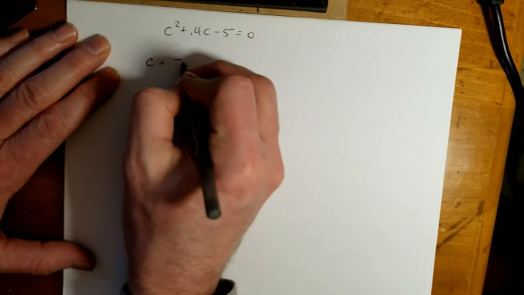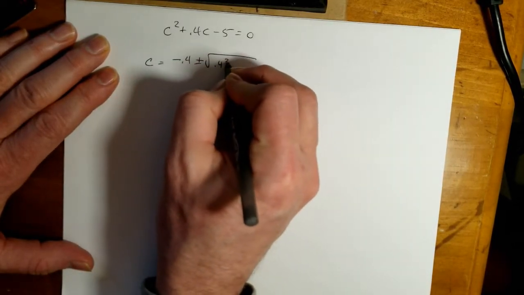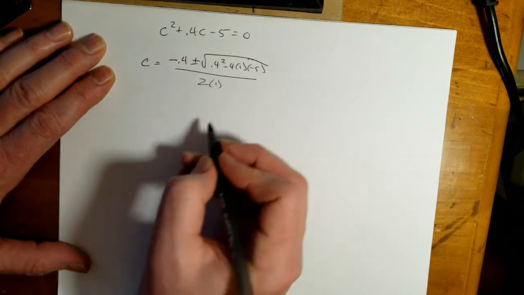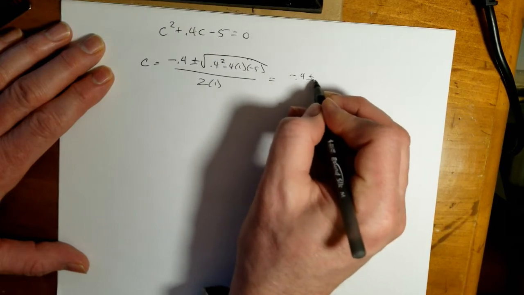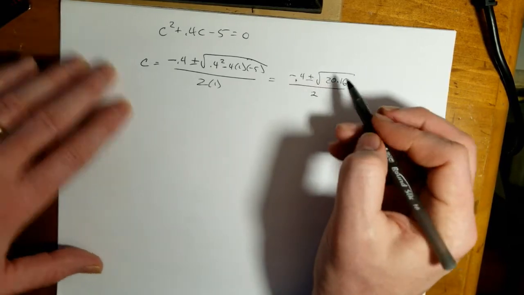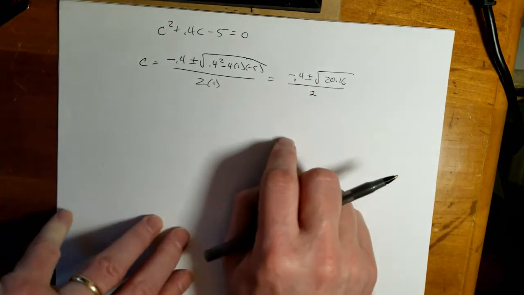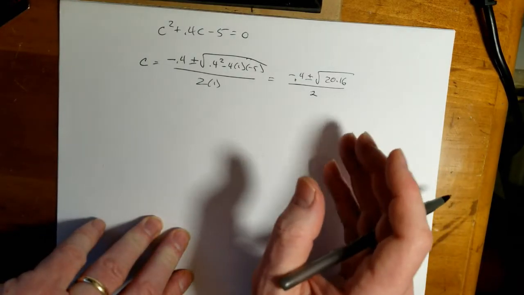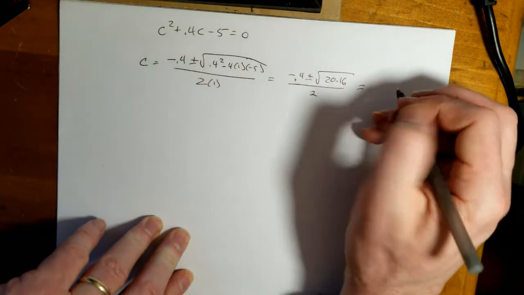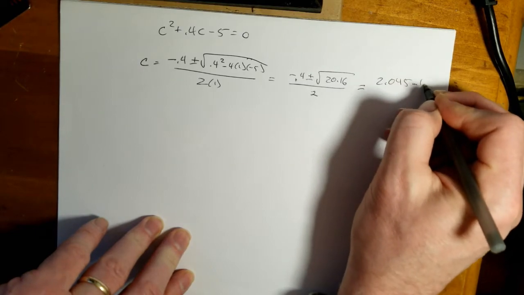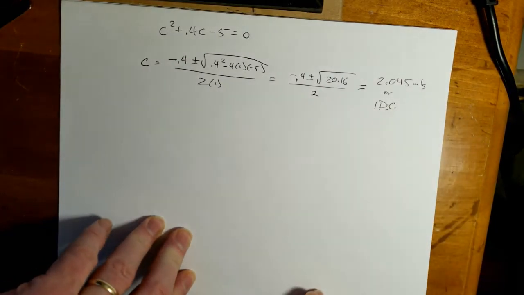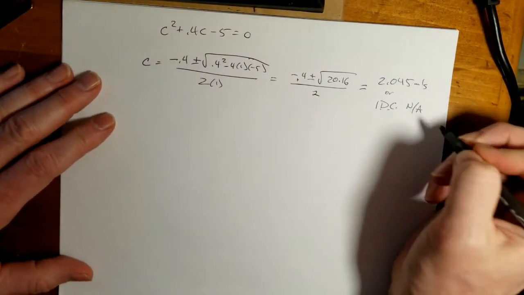So I have c is equal to negative 0.4 plus or minus the square root of 0.4 squared minus 4 times 1 times negative 5, divided by 2 times 1, which is negative 0.4 plus or minus the square root of 20.16 over 2. Now there are two solutions, but the negative solution doesn't make any sense because c is a speed, a positive number; I indicated the direction it was going in. So the positive solution is the correct one, and you end up with 2.045 meters per second. I know the other one is an impossible solution, so it's officially not applicable.